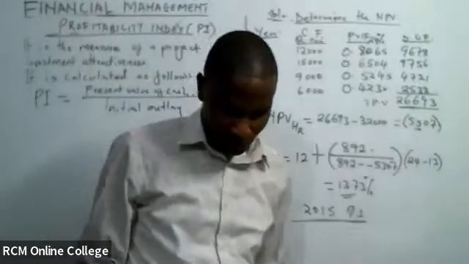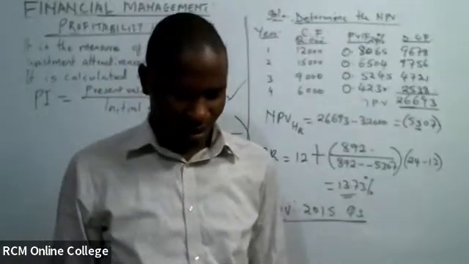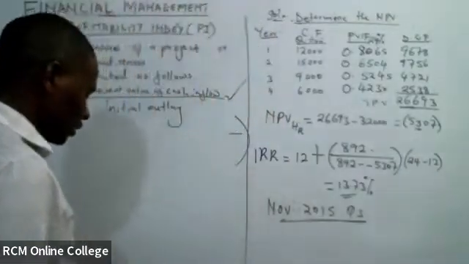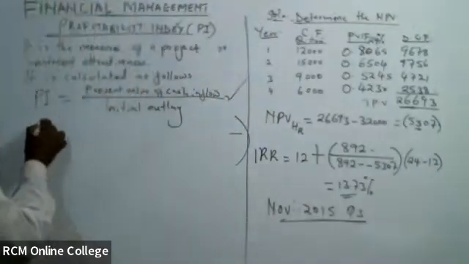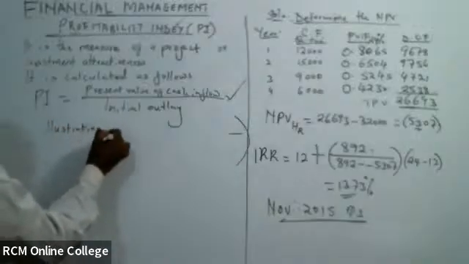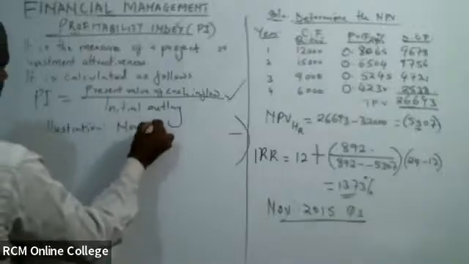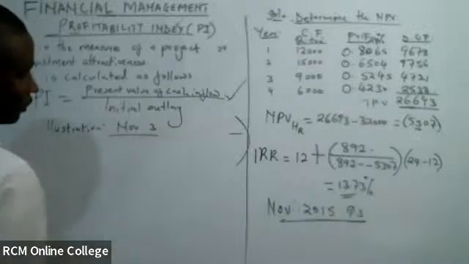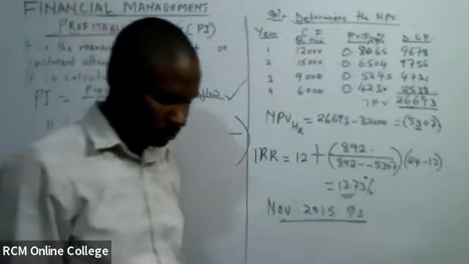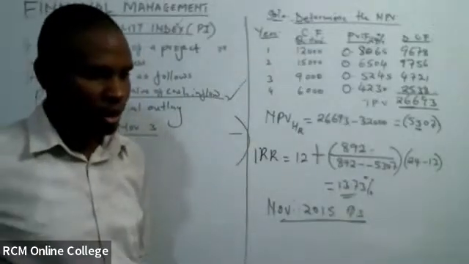Fortunately, we are going to use the same question, the question in November 2015. Question number 3, November 2015. Somebody to share the illustration. That question wanted us to use IRR and PI. Look there, November 2015, question number 3. That is the question I want us to work on. Somebody to just take a small screenshot and then share.